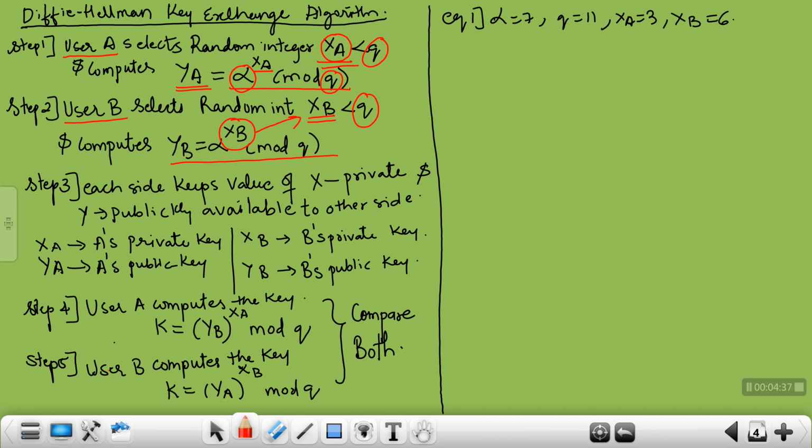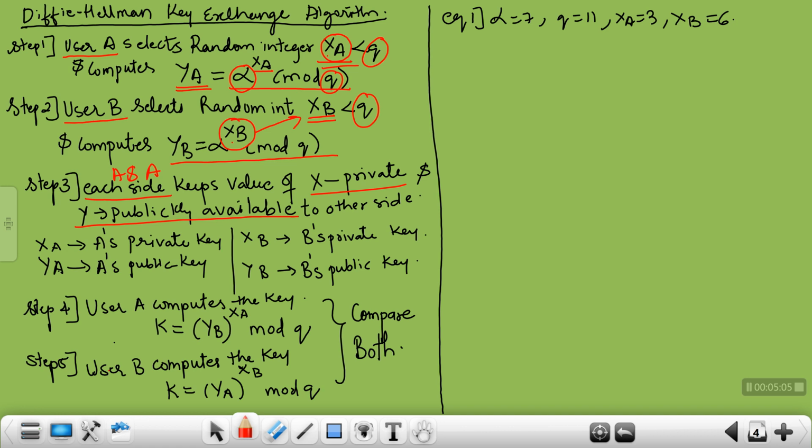So in step number 3, what I have written is, each side, meaning A and B, will keep the value of X as private, as I have told you, because XA and XB are the private values of A and B. They will keep the X value private and make the Y value publicly available to the other side. So the X value will be private, and the Y value will be public.